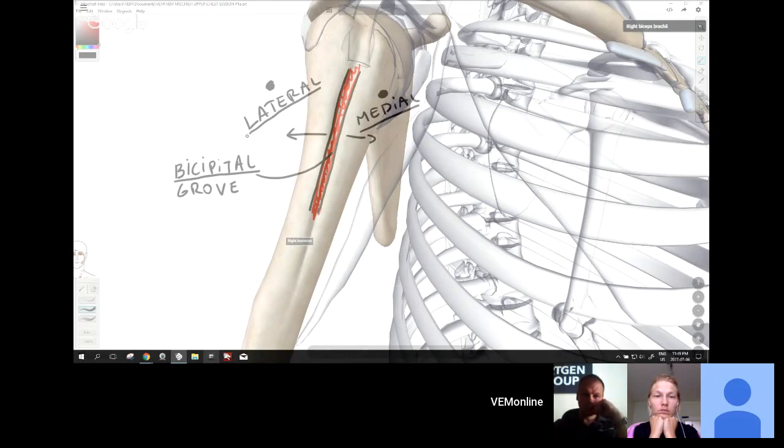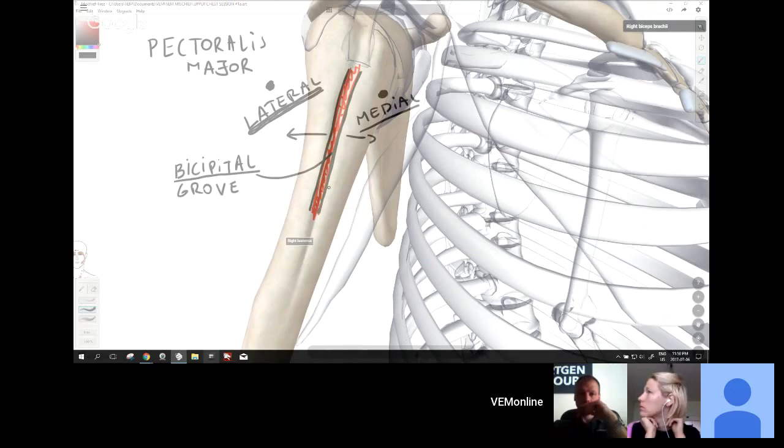The lateral lip of the bicipital groove will serve as an attachment point for pectoralis major. We'll talk about that in a moment. The medial lip will serve as an attachment for teres major, one of the muscles we talked about in one of our previous sessions. And then the bottom of that bicipital groove is going to serve as an attachment for the latissimus dorsi.